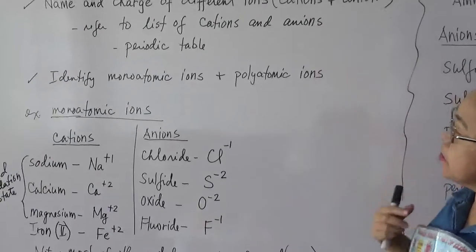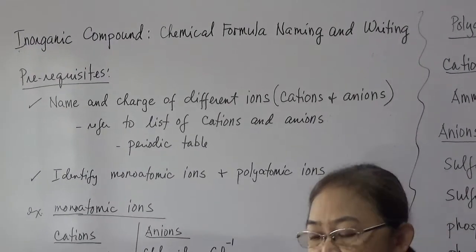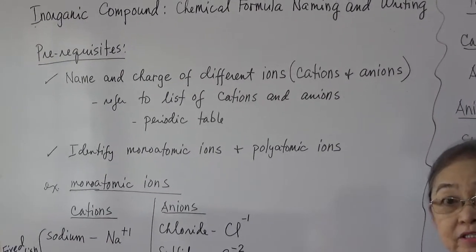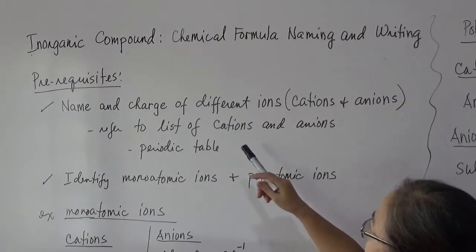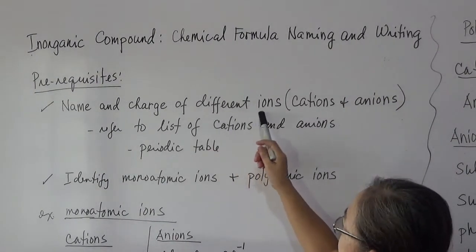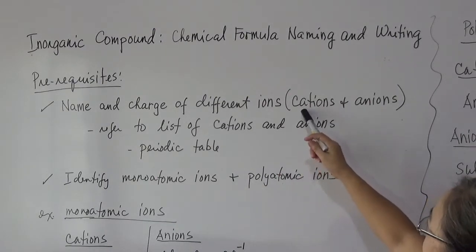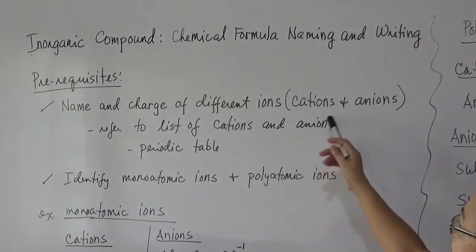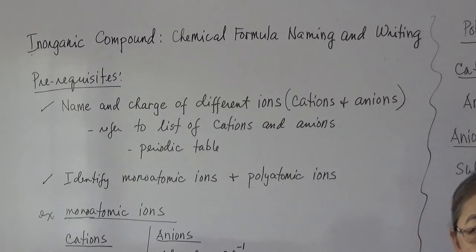So we have here the prerequisites if you are going to write and name a chemical compound, specifically inorganic compound. You must familiarize yourself with the different charges and names of the different ions. When we talk of ions, it could be either cations or anions. And we know that cations are positively charged and anions are negatively charged.